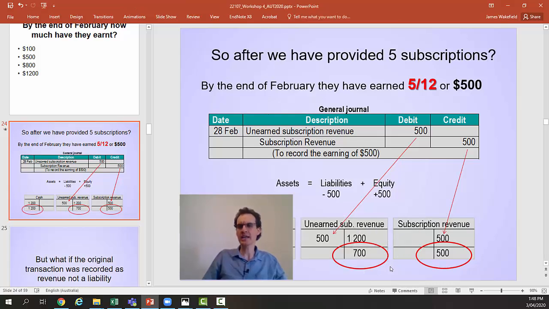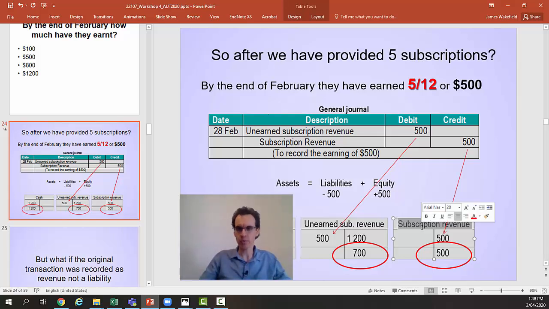So this is why it's really, really important to record the adjustments. One, so we can report what our actual revenue is for the period based on what we have earned. And two, so we can reflect what our actual liabilities are at the end of the period, based on what liabilities we have paid off and met our obligations to customers, in this case for the unearned subscription revenue.